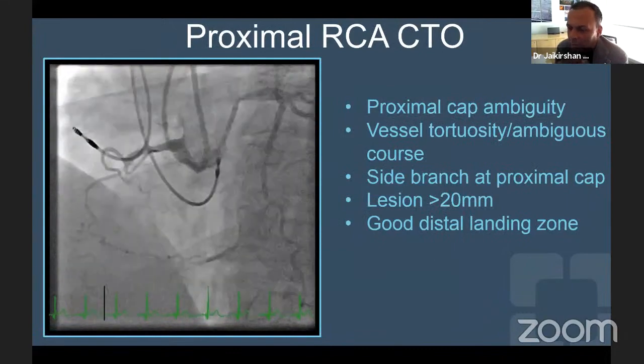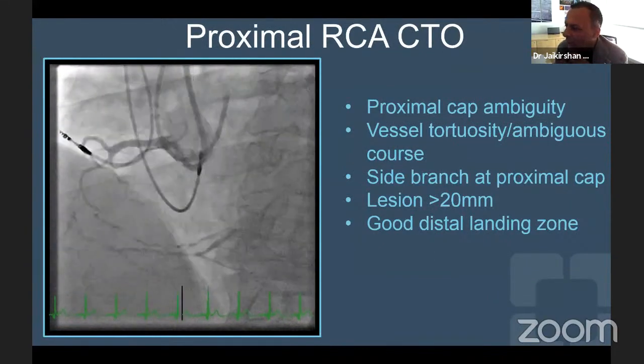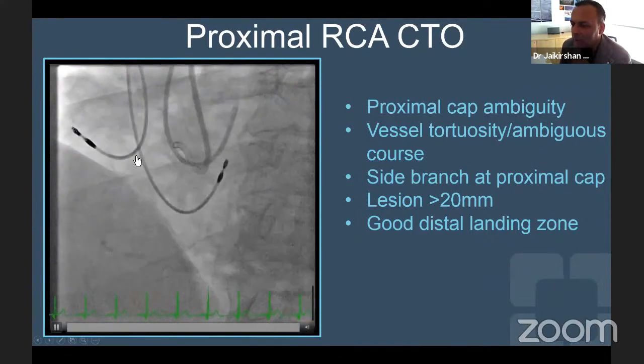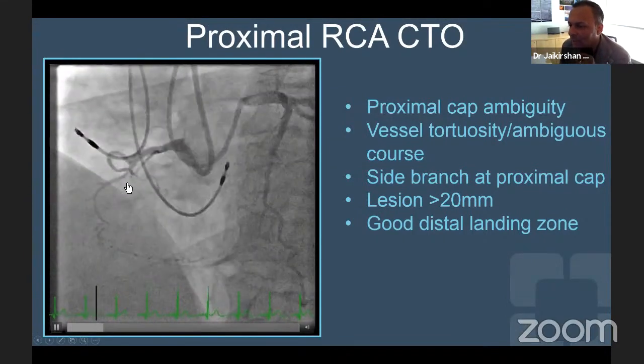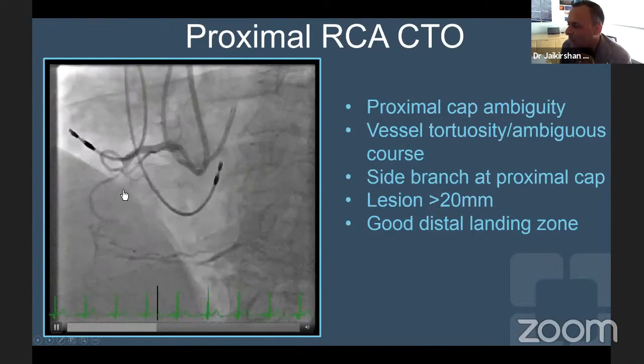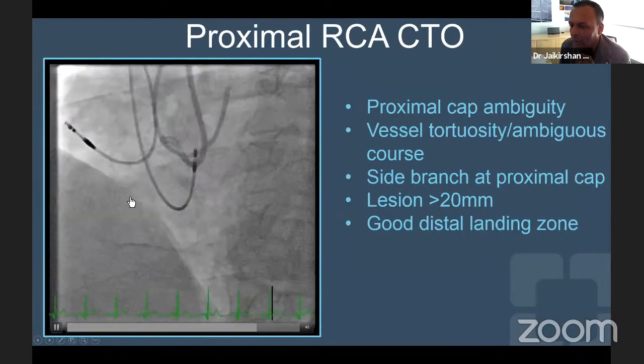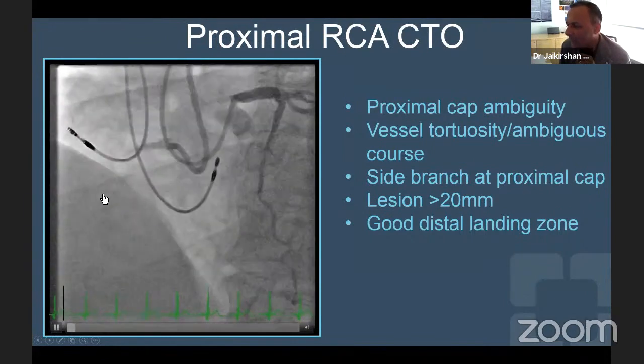This is a pretty interesting case. It's a patient who has a proximal RCA CTO. A lot of ambiguity. You can see there are multiple branches at the proximal cap. No clear idea where to go. And also the vessel is very tortuous. It's hard to know in here where the artery is and which way the artery turns.